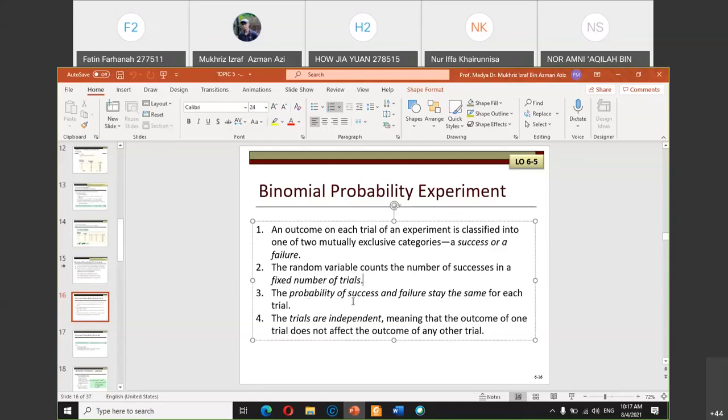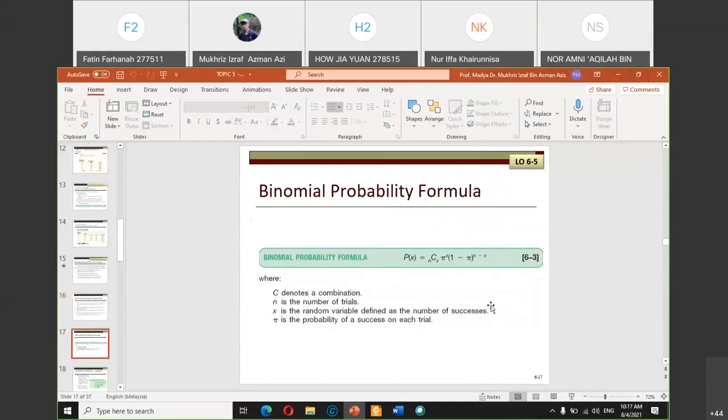And the probability of success or failure stays the same. So if the probability of getting a hit is, let's say, 0.2, then it will stay the same throughout the event. It will not change. So the probability of success and failure stays the same, and the trials are independent, as we discussed. If you perform the experiment 10 times, each time you perform the trial, the first trial has no influence on the second trial, the third trial, and so forth. And this is the formula of a binomial distribution.